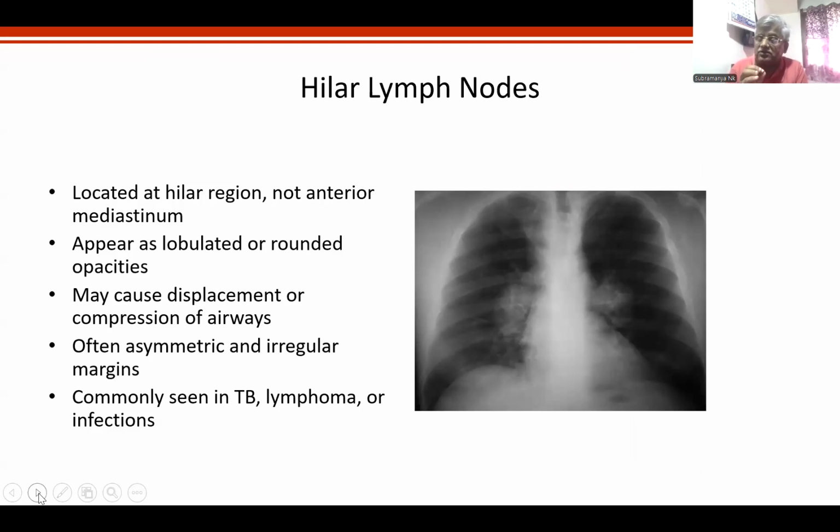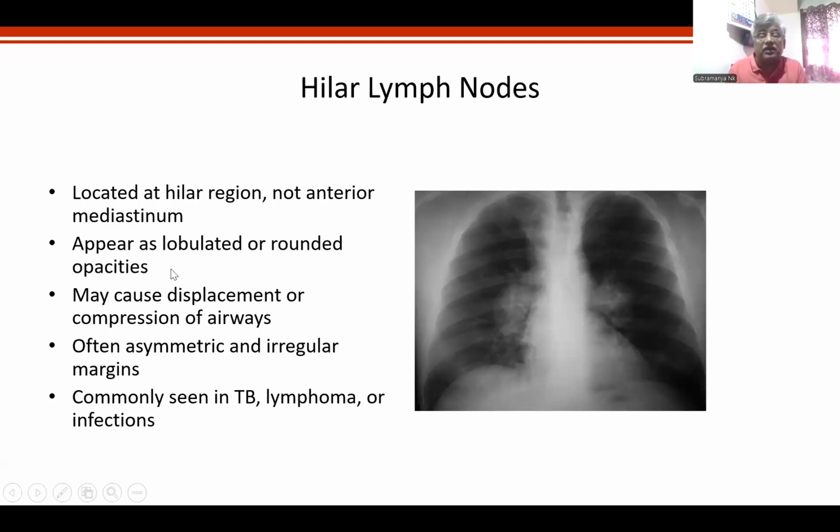Any hilar lymph nodes are located in the hilar region. First, they should be located in this region. Then only they are called lymph nodes. They should not be present in anterior mediastinum. How you identify whether they're in a different plane is by silhouetting. A hilar node should silhouette out the hilum. That means silhouetting means, I told you, it should not be in front or behind the hilum. It should be silhouetting the hilum. It is in the hilum. Other structures of the hilum, it should silhouette out. Silhouetting sign I have explained to you.